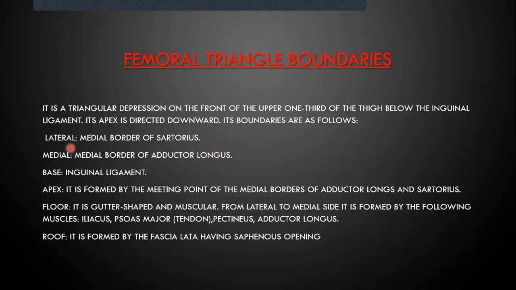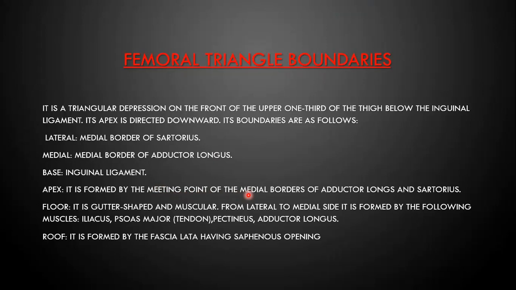So its lateral border is the medial border of sartorius and its medial border is the medial border of adductor longus muscle. Its base is the inguinal ligament and its apex is formed by the meeting point of the medial and lateral borders. That is the meeting point of the medial border of sartorius and the medial border of adductor longus muscle. So that is where the apex is.